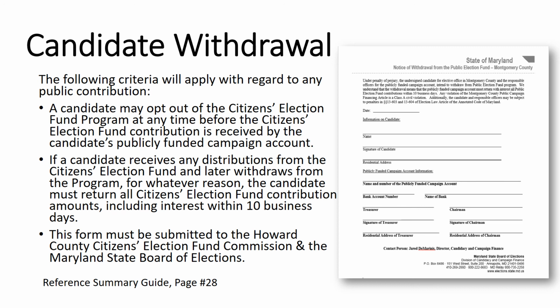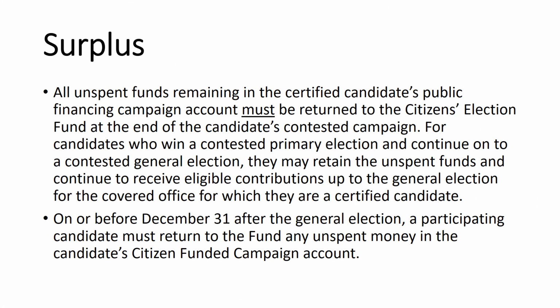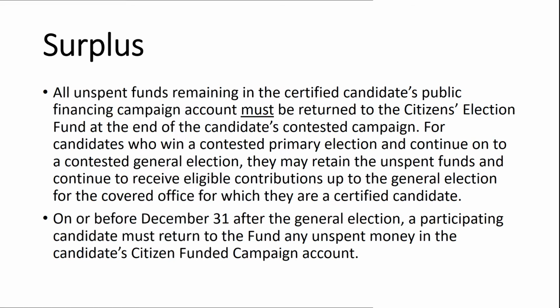However, they must pay back to the fund all matching distributions that have been received during the primary and the general election since joining the program, including interest, within 10 business days. This form must be submitted to the Howard County Citizens Election Fund Commission at citizenselectionfund@howardcountymd.gov and the Maryland State Board of Elections. All unspent funds remaining in the campaign's publicly funded account at the end of their campaign, both matched and unmatched dollars, must be returned to the Public Election Fund within 30 days at the end of their campaign.